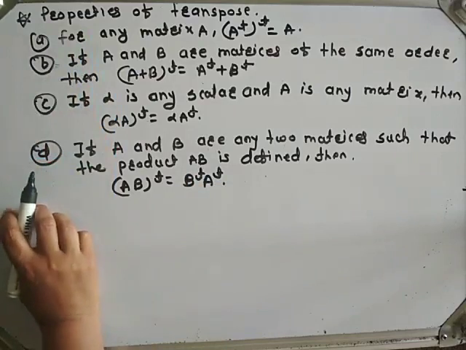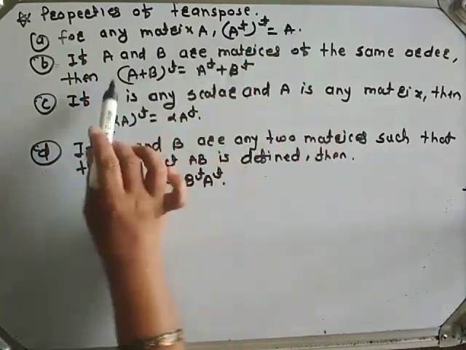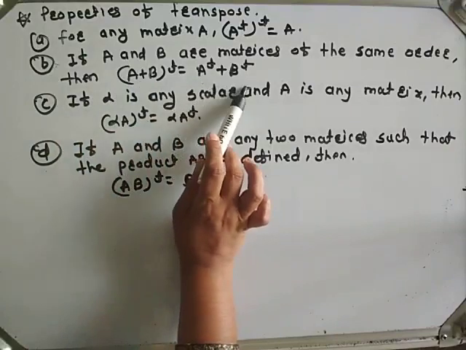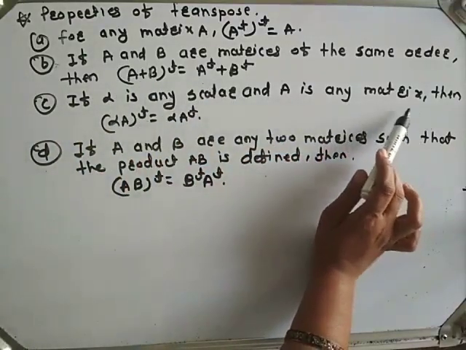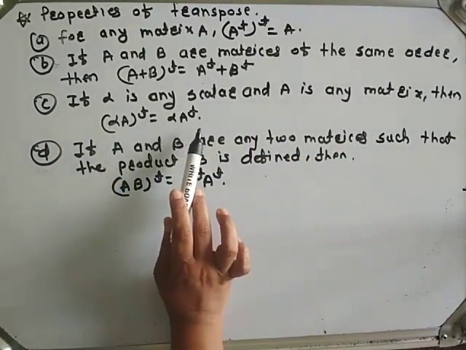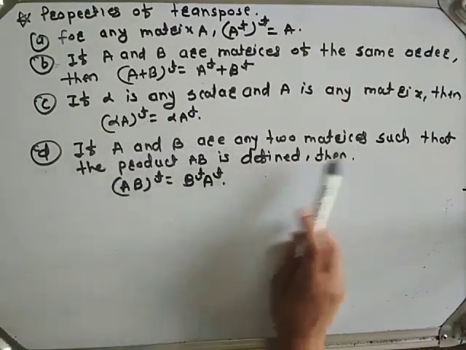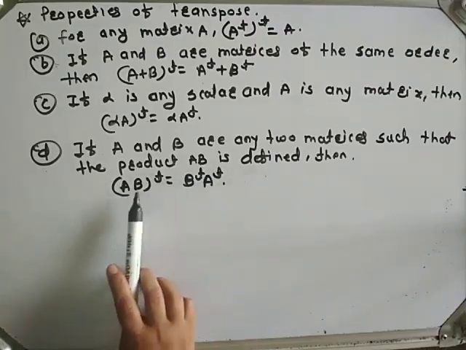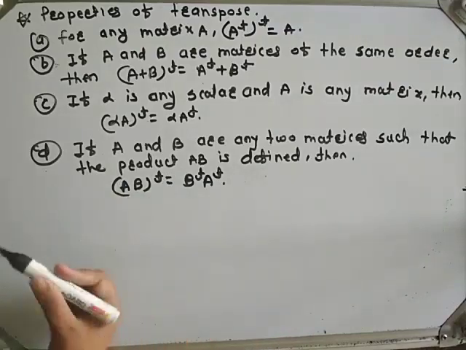These four are the properties of transpose. First property is transpose of A transpose is equal to A. Second property is (A plus B) transpose is equal to A transpose plus B transpose. Third is if alpha is any scalar and A is any matrix, then (alpha into A) transpose is equal to alpha into A transpose. And last is if A and B are any two matrices such that product AB is defined, then (A into B) transpose is equal to B transpose A transpose.